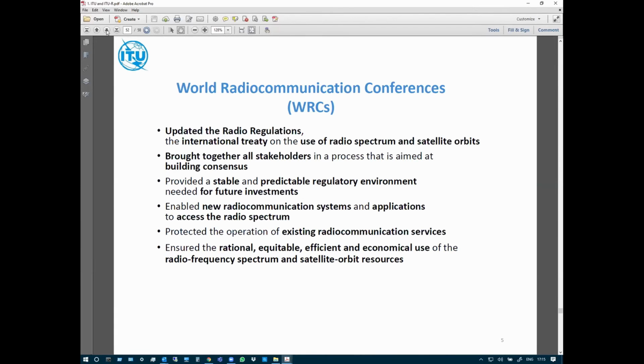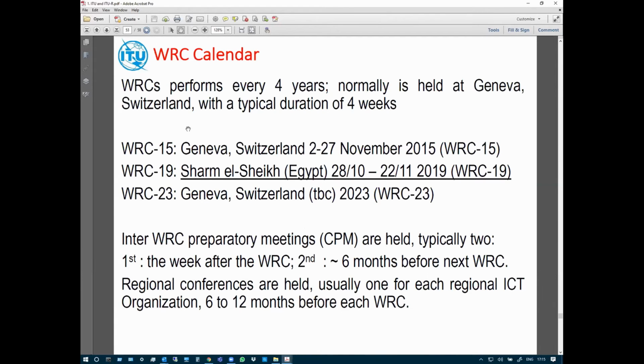I'm going to skip that one. World Radiocommunication Conferences are held every 4 years. In the prior document, you will see that it could be every 3 or 4 years, but according to the decision of Plenipotentiary 14, all big ITU conferences will be held every 4 years. In that case, the plan for the next World Radio Conference works on a 4-year cycle.